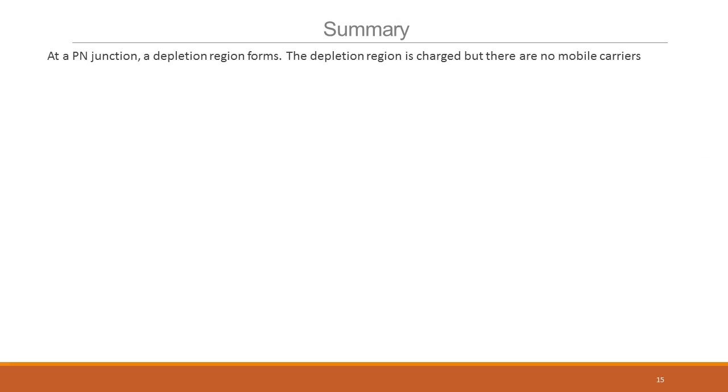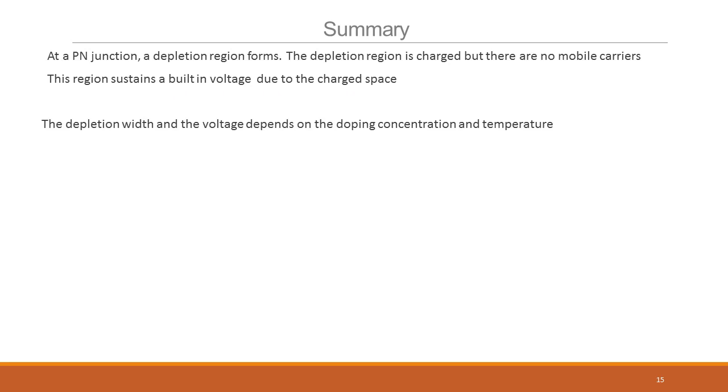Okay. In summary, at a PN junction, the depletion region is formed. This depletion region is charged, but there are no mobile carriers. They're all immobile atoms there. This region has a built-in voltage due to the space charge. The depletion width and the voltage depend on the doping concentration and temperature.